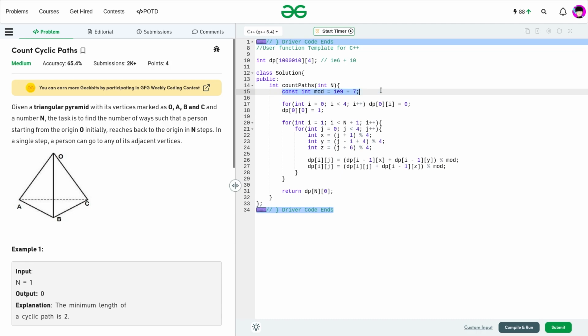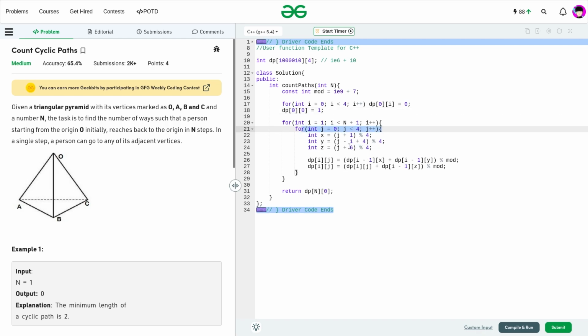So I just take my mod constant as 10 raised to the power 9 plus 7. Now I set the base case for every state when there are 0 steps left. I initialize it with 0, and for state 0 I set it as 1, because this will be the case when I am at the 0th state with 0 number of steps left. Now I go over every number of steps, starting from 1 to n. These are the number of steps that are being left, and there is also a loop for the number of states.